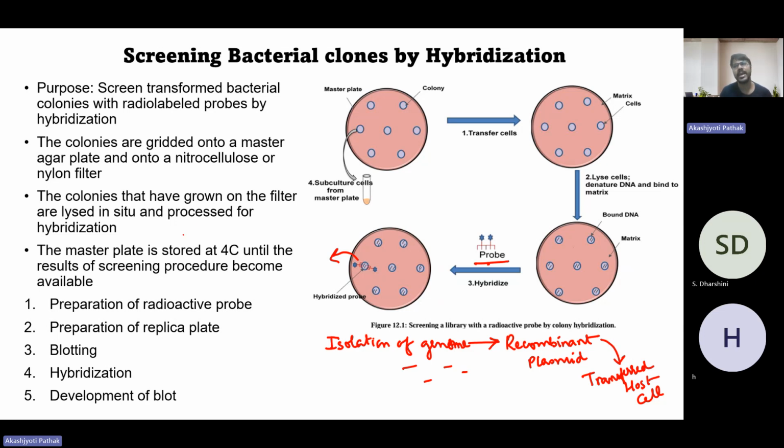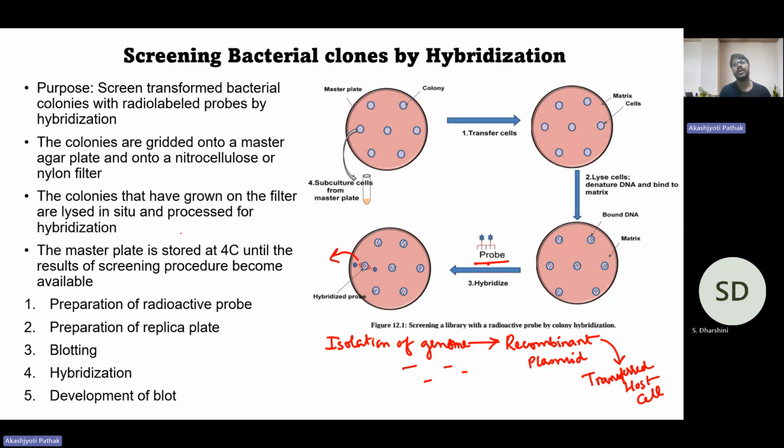The probe can be anything. It can be a single-stranded DNA, or an mRNA, or a single-stranded RNA as well, that is complementary to your DNA of interest. But it should have a radiolabel group or a fluorescent group, so that on binding to your target of interest, it gives a particular signal. Okay, so what are the steps? The different steps in screening bacterial clones by hybridization are, first of all, you need to prepare a radioactive probe. How do you prepare a radioactive probe, that we will learn. And then you need to prepare a replica plate.